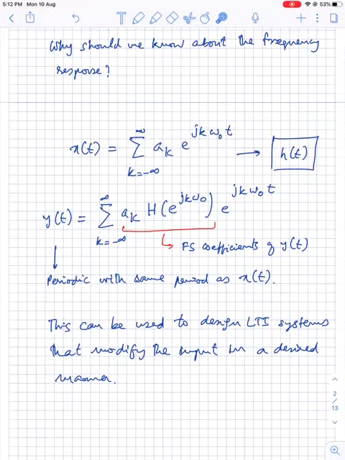So essentially what this means is, this a k times h of e raised to j k omega naught forms the Fourier series representation of y of t. So these are the Fourier series coefficients of y of t. Essentially what we have done is, we have an input, and that input is getting transformed by this particular factor. So this is my input that has now become transformed into this as the output, and this factor here will tell you how the output gets transformed. So essentially this property can be used to design LTI systems that modify the input in a desired manner.